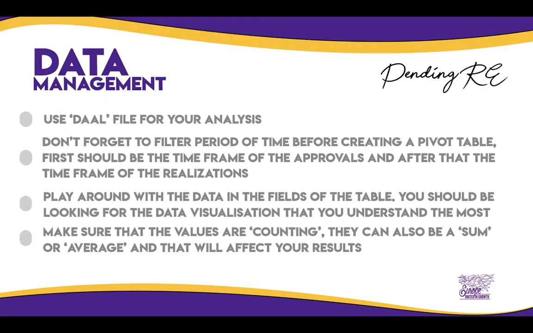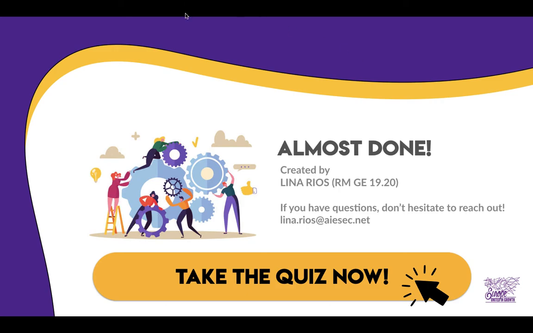So more tips or reminders. We use DAL file for this. Don't forget to filter the period of time before creating the pivot table. So first we filter approvals, and then we filter the start date of the opportunity. Don't be afraid to play around with data in the pivot table. I mean, the data is there, so you can just arrange it in a way that you understand it better. And here we are again counting. We are not selecting sum or average or any of the other options in values. We are counting to see exactly how many approvals are pending realization. And that's it, very simple.